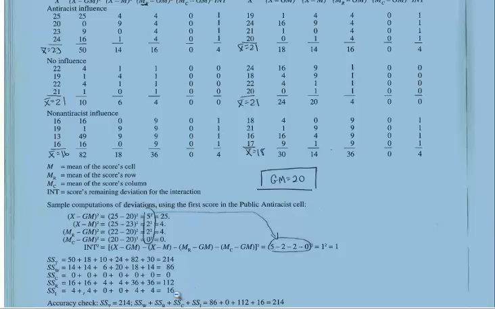Now, to get the sums of squares interaction, we just add up all of the interaction squares that we have here, which is going to be 4 plus 4 plus 0 plus 0 plus 4 plus 4.